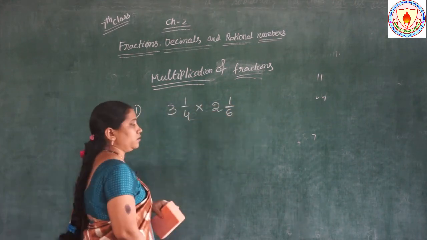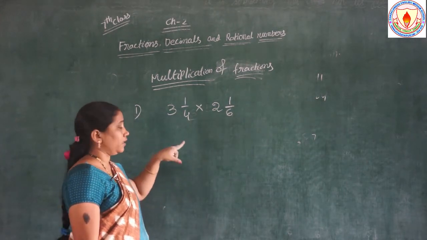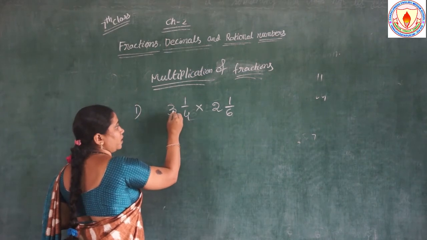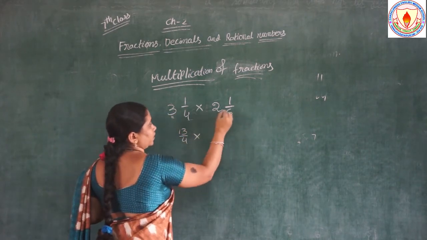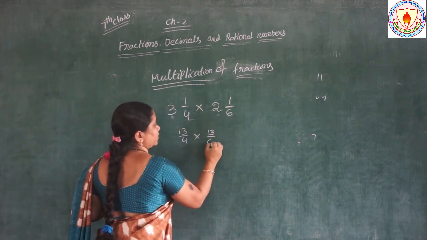mixed fractions. Mixed fractions, when given, do not think that it is a difficult fraction. So first you have to convert into an improper fraction. 3 4s are 12. 12 plus 1 is 13 by 4 into 6 2s are 12. 12 plus 1 is 13 by 6.